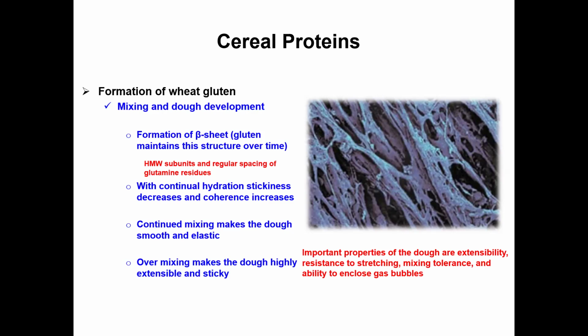So the dough formed is extensible, it resists stretching too much. And once it's formed, it can enclose air bubbles or gas, especially during fermentation. You're fermenting the sugar, CO2 is generated, and your dough rises. So that strong gluten network allows the dough to rise and contain the air bubbles.